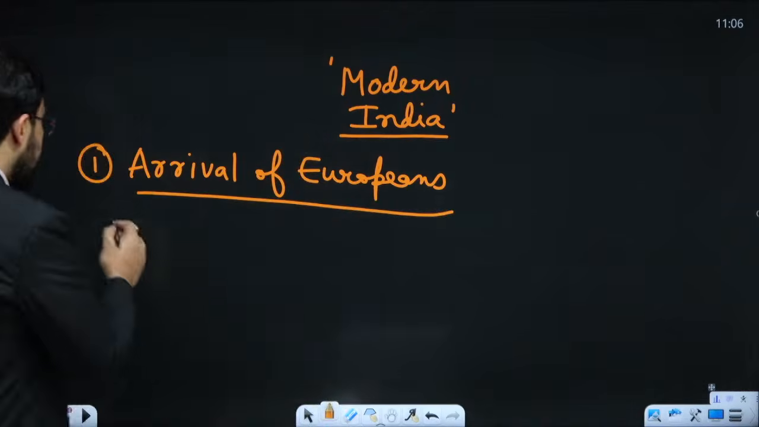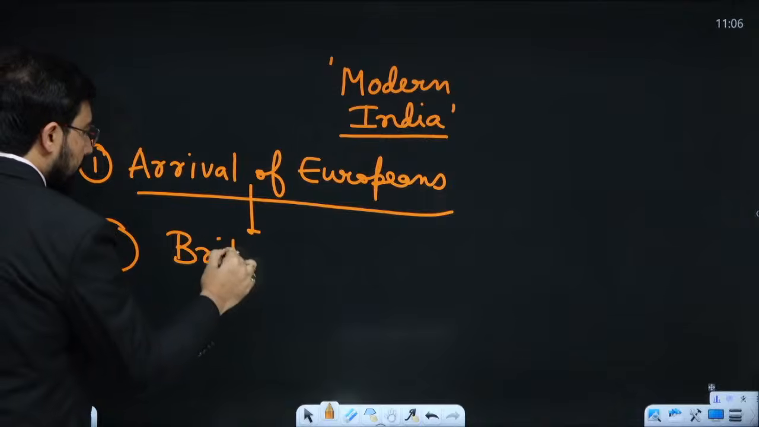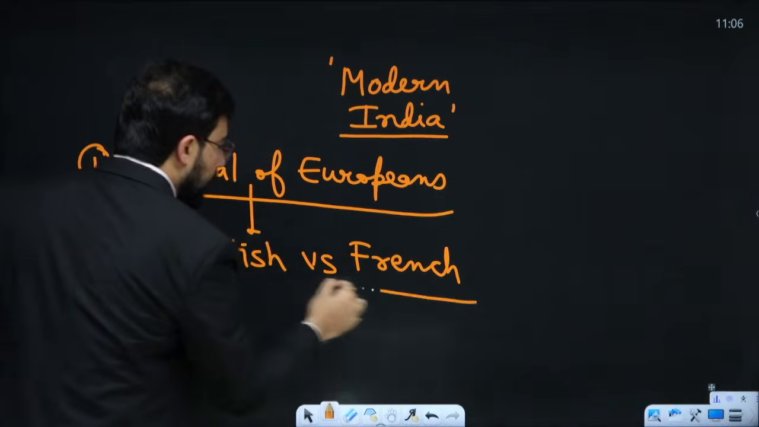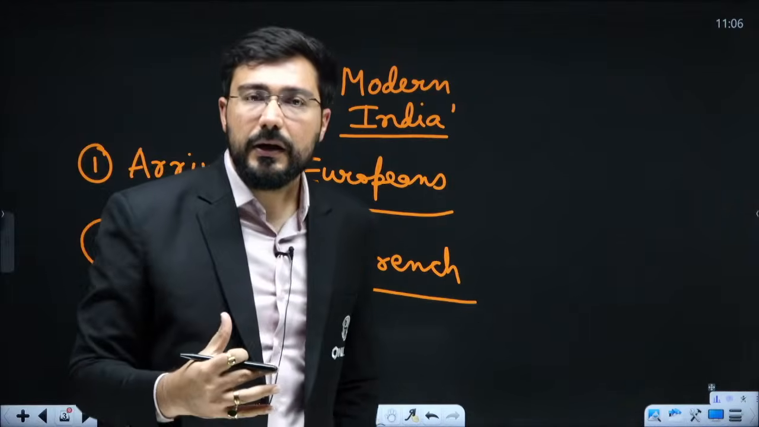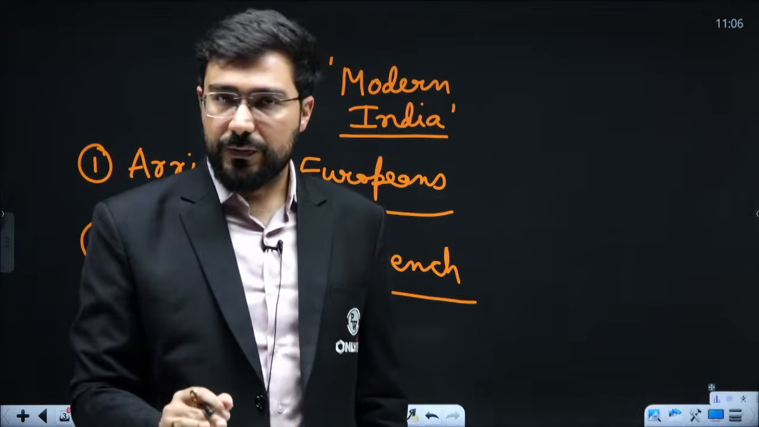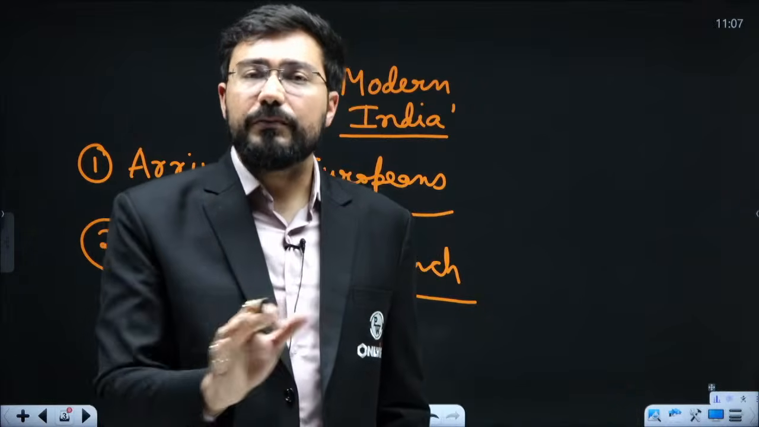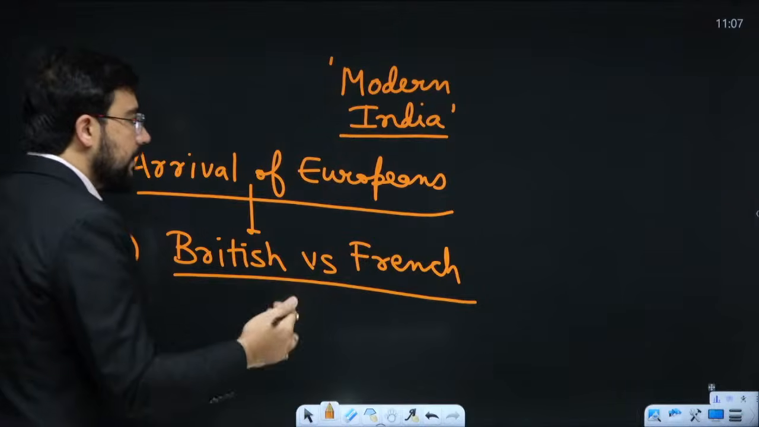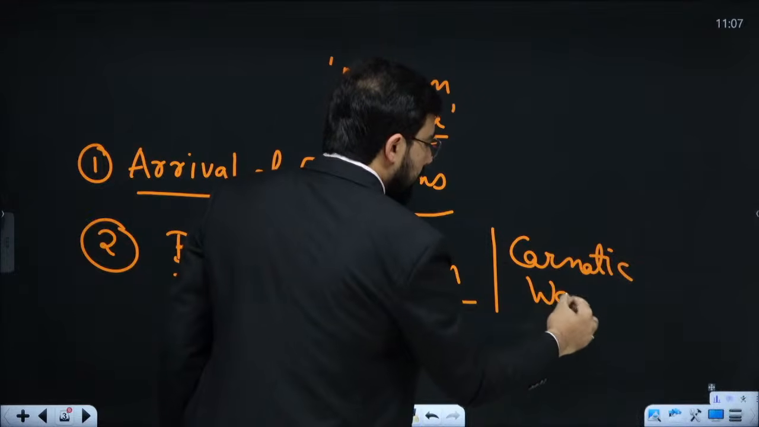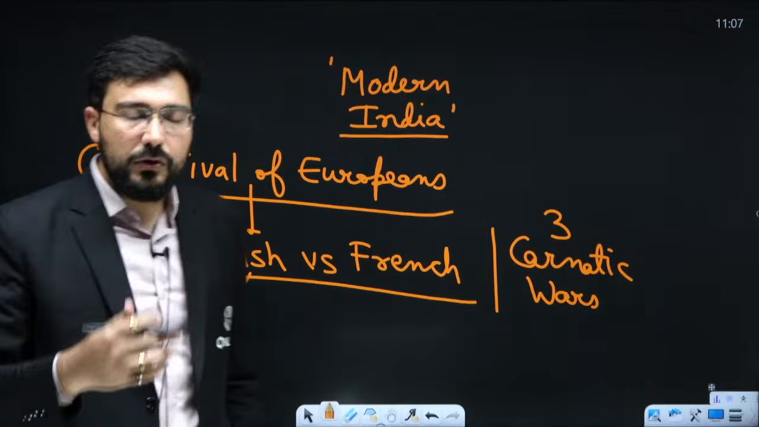After arrival of Europeans, we discuss two major companies among them. One is British, the second is French. I'm just giving you an overview of what the modern India syllabus looks like and how UPSC also asks questions from these areas. So, British versus French. The British are the ones who are going to eventually win. They're going to win this battle, but this battle is not going to be that easy. The French will try their level best, and overall they will fight 3 Carnatic wars. 3 Carnatic wars would be fought, and in these wars, Britain is going to come out on top.